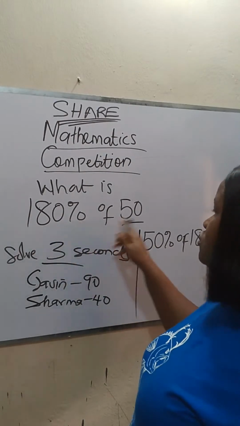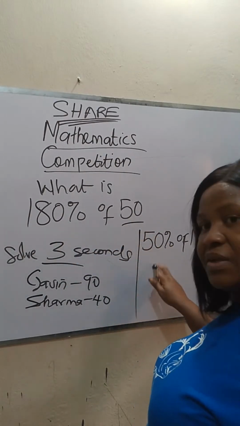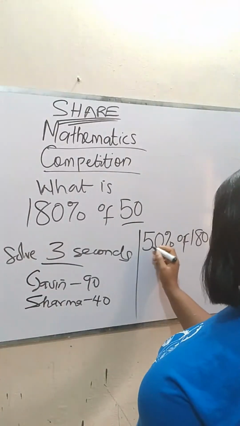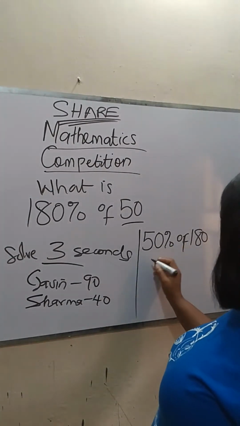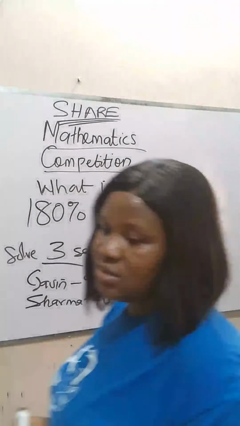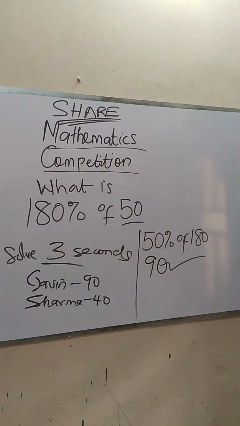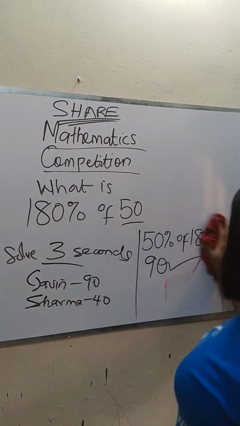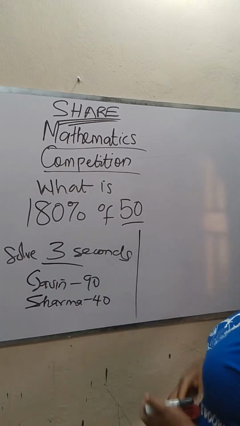We have 180% of 50. It's also equal to 50% of 180, so they're equal. Now 50% is just half. So half of 180 is 90. So the correct answer is 90. Is that easy? That is allowed. But I'm still going to solve it again using another method. Let me just solve it practically how it is done in mathematics.